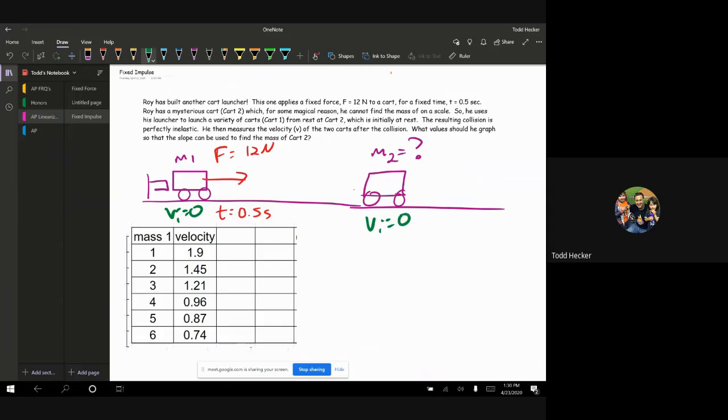Let's see. So he uses the launcher to launch a variety of carts. Cart 1. So here's all these different carts that have different masses in kilograms. I did not label my axes. So he's going to launch a 1 kilogram cart, a 2 kilogram cart, a 3 kilogram cart, etc. from rest at cart 2 that's initially at rest. The resulting collision is perfectly inelastic, so they're going to stick together.